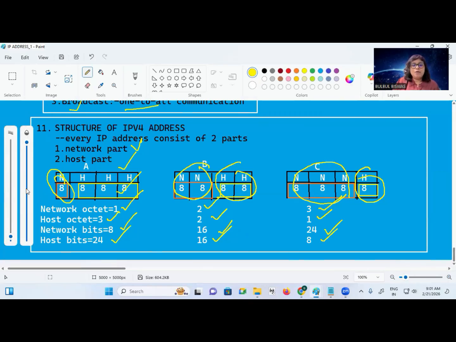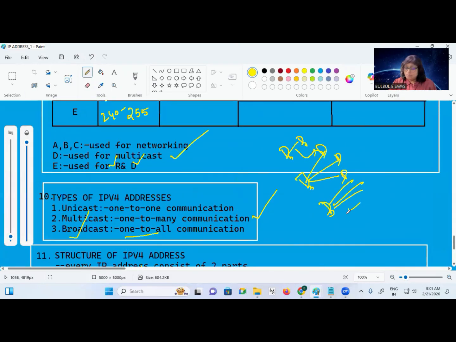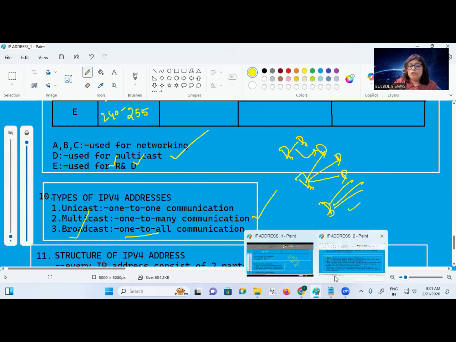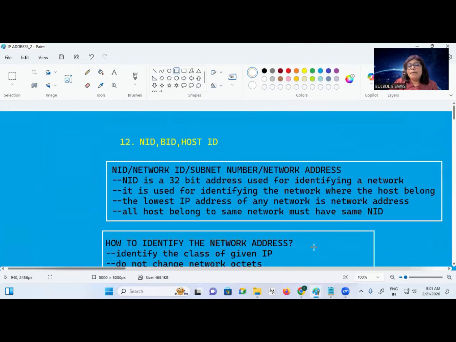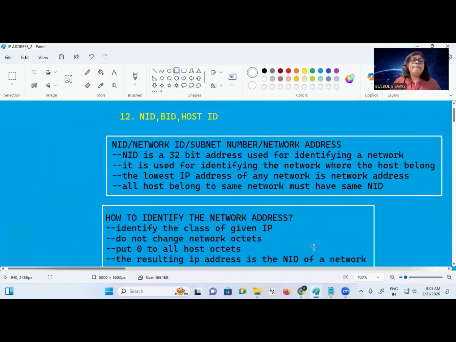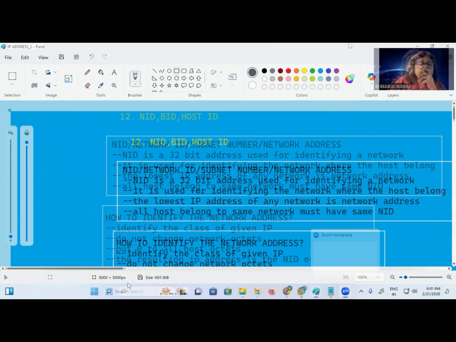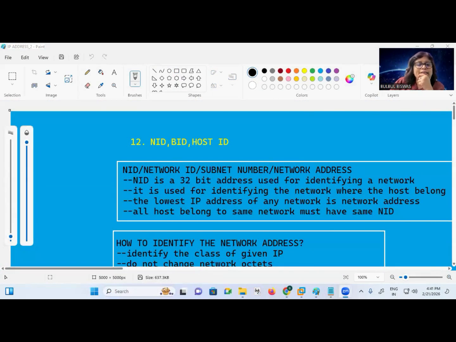Is it clear, everyone? Whatever I have explained so far is the basic concept. So now I'm going for the next part. You can see what NID, BID, and host ID are. NID means network ID, BID means broadcast ID, and then the host ID.